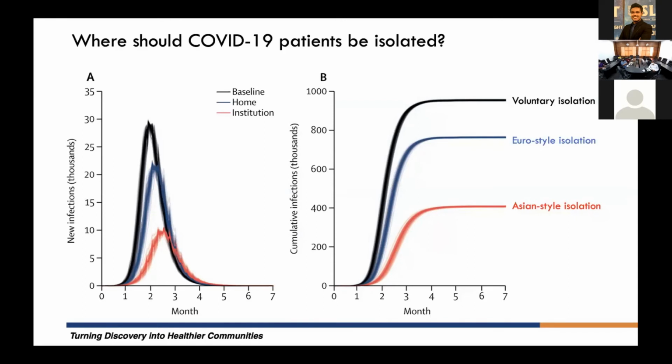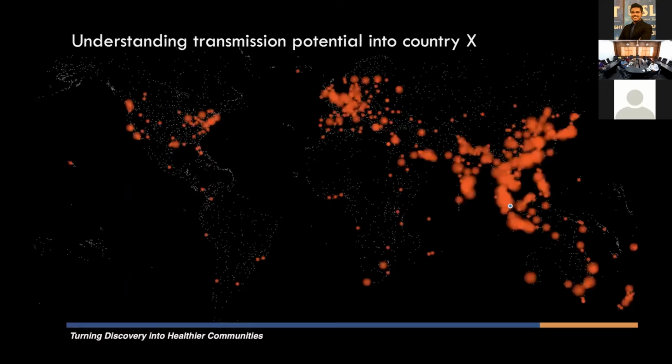Now, the final thing that I'm going to talk about before I wrap up, because I realize I'm talking a bit too long, is that we're currently discussing with our government how we can use analytics and modeling to understand the risk of importation as we start to reopen the borders. I'm just going to skip to this slide for a second.